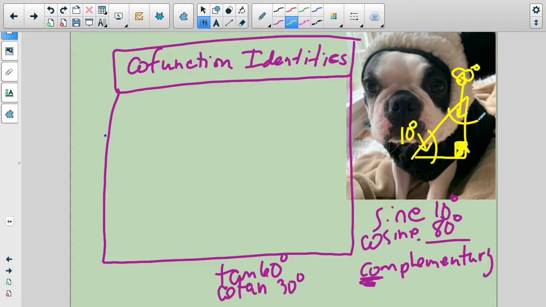Because there's a lot of different things happening. So if this one is 20, what's this one? 70. Okay, so if this one is theta, this one is 90 minus theta. Do y'all see? They're complementary, okay? The reason that happens is, watch this. If I call this A, B, and C, I know I usually call it X, Y, and R, but I don't want to right now.